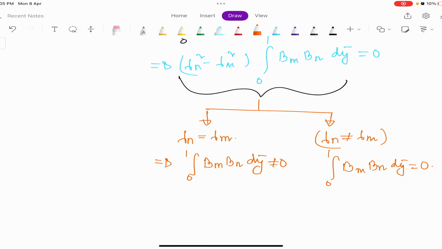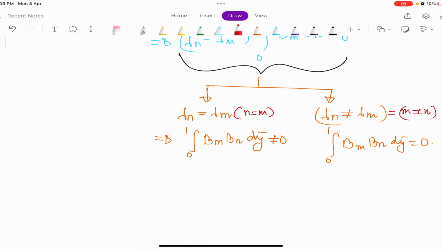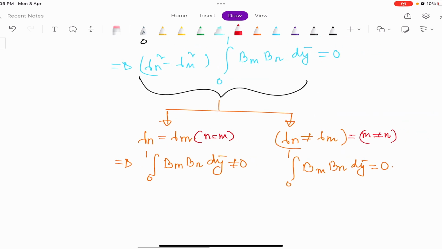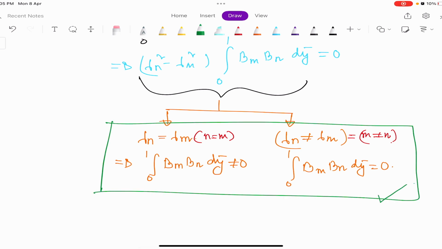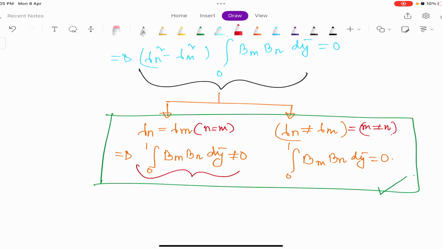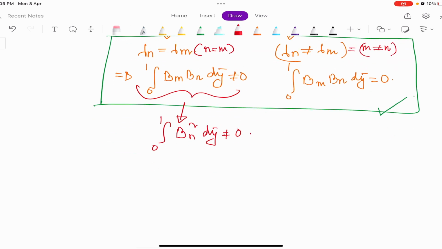Okay, so this means n equal to m, and this means m not equal to n, right? Because lambda n is equal to lambda m means n equal to m. Okay, because all the eigen values are distinct, and lambda n not equal to lambda m means m not equal to n. Okay, so this is my orthogonality condition, nothing more. And if m equal to n, then this boils down to the integral of bn square dy, which is not equal to 0. So this integral is not equal to 0 if m is equal to n, and equal to 0 if m is not equal to n. So this is the orthogonal property of the eigenfunctions.